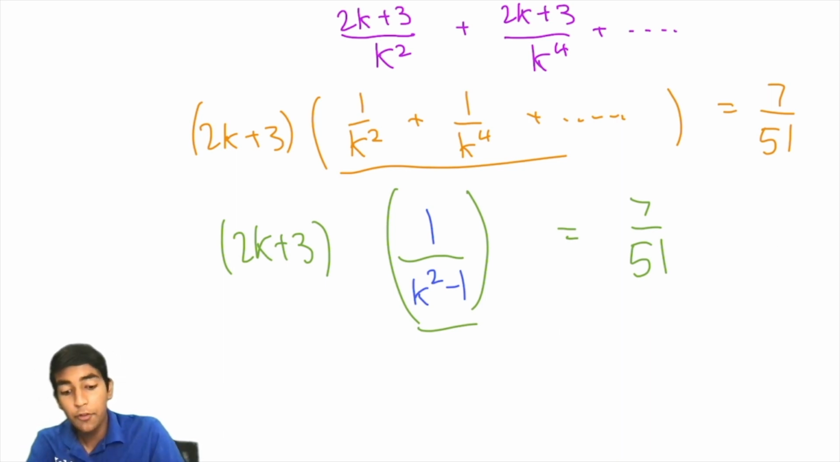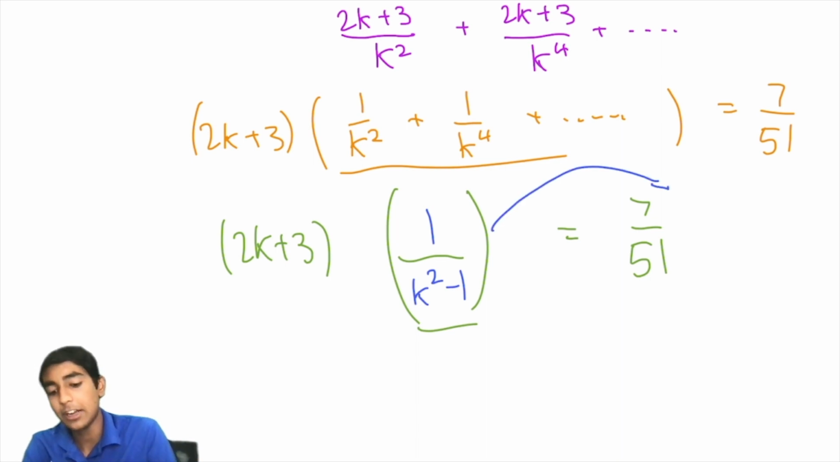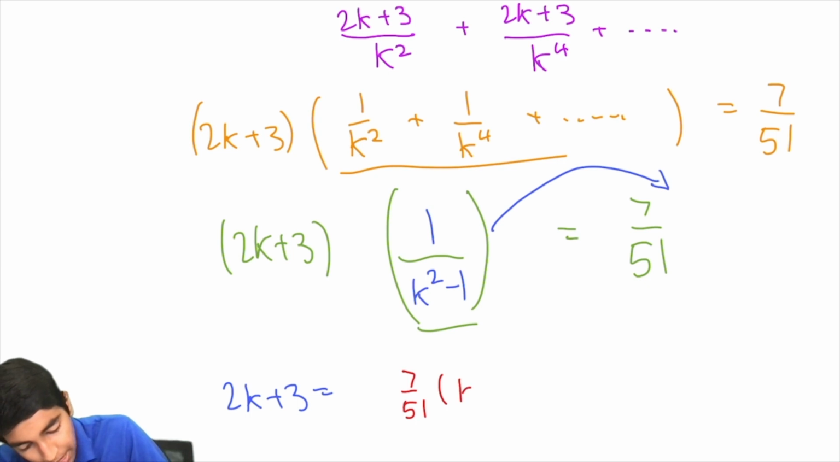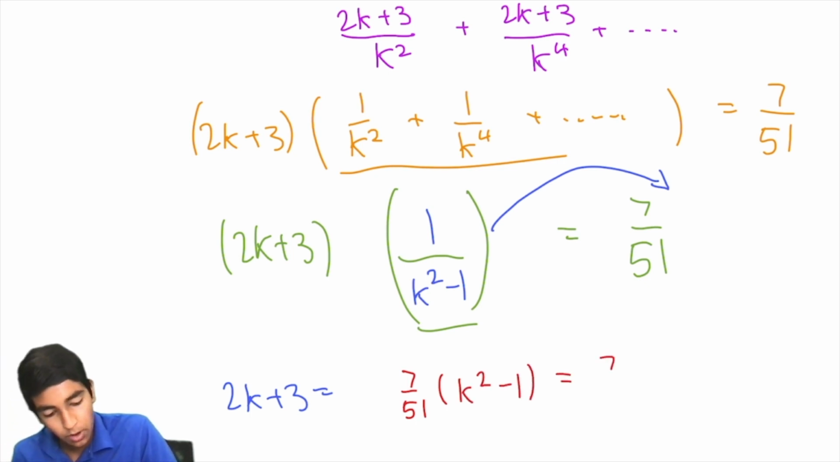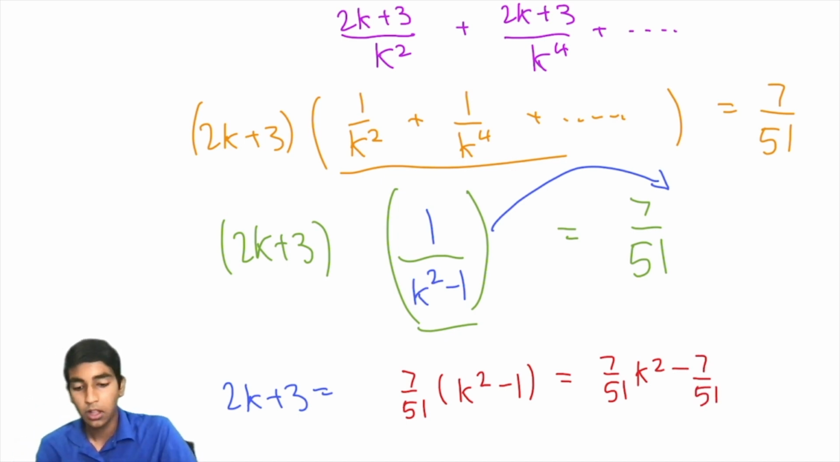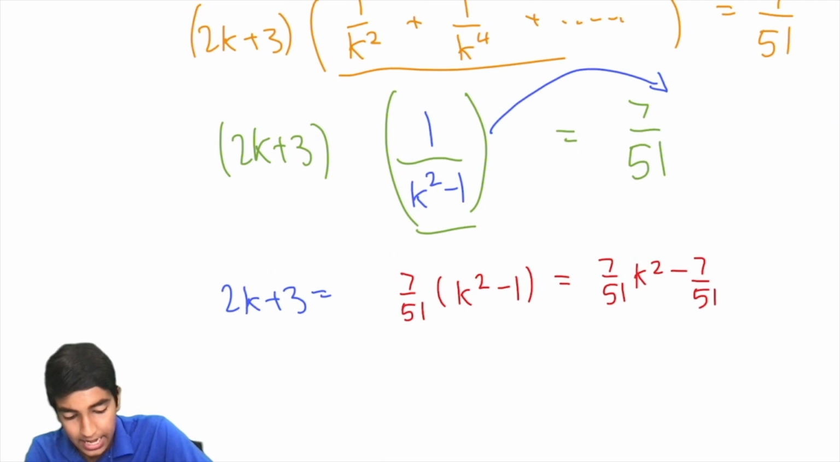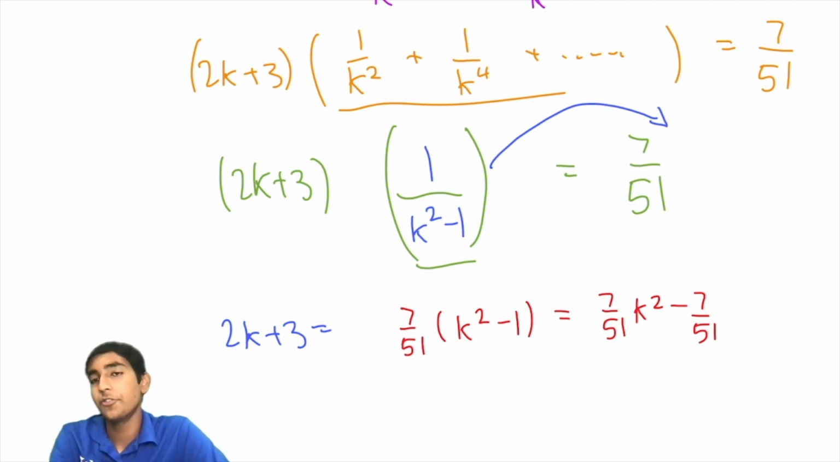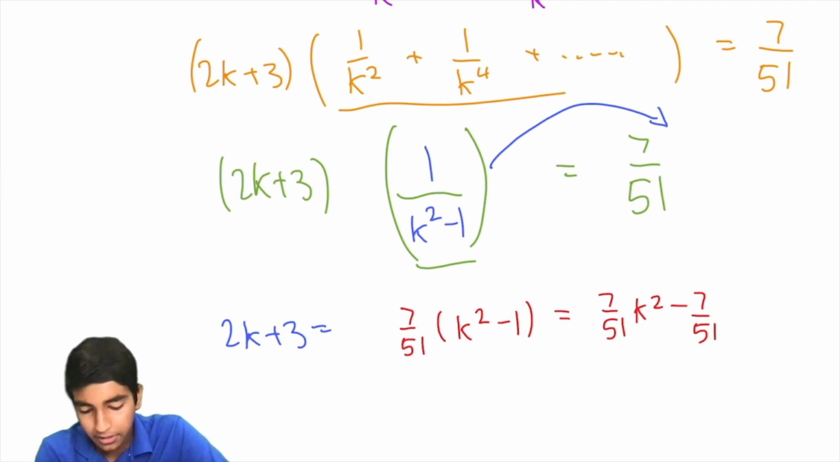Okay, now let's move this to the other side so we don't have fractions anymore. 2k plus 3 is 7 over 51 times k squared minus 1, which is 7 over 51 k squared minus 7 over 51. We're trying to find k, and k has to be an integer. So now you can actually solve this quadratic using factoring or the quadratic formula or whatever you want. But there's a handy little trick you can use here, actually.